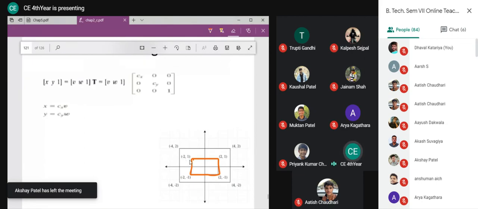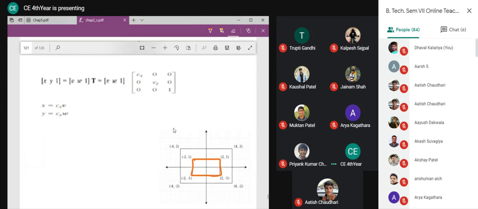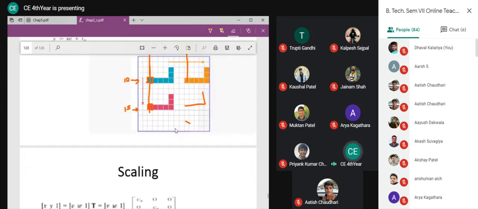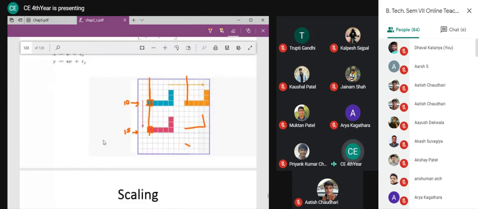Observe. This is my VW and this is my XY. This is my VW. After expansion, it should be XY. Tell me what is the relation between VW and XY here? Observe and tell me if it is visible.